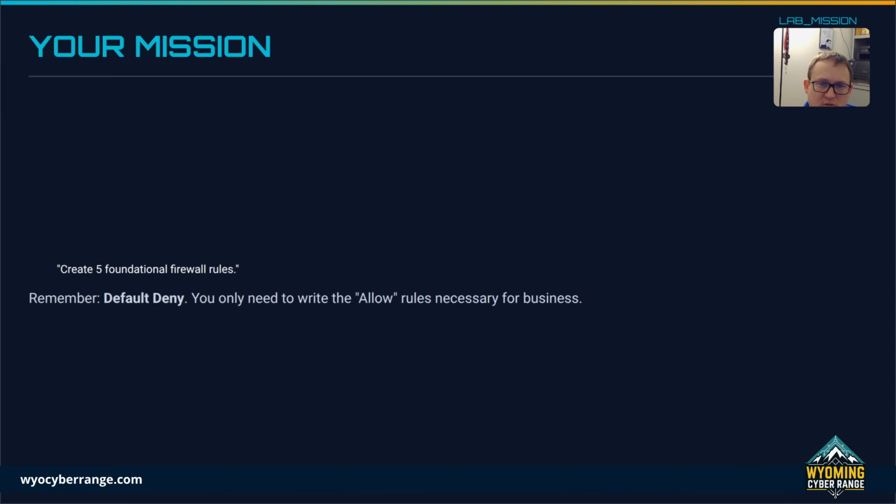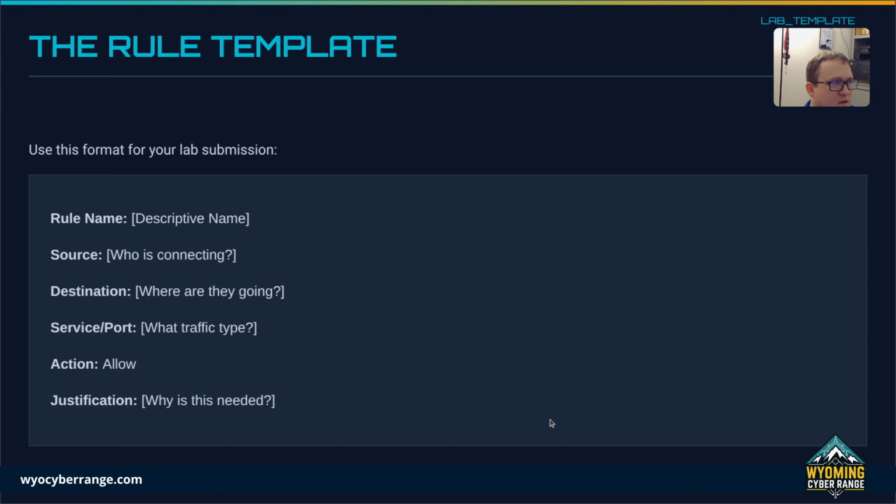So, pretty much easy here. Here's our template. Here we go. Please use the template for your submission. I want you to be precise. Give me the rule name, the source, the destination, the port, the action, and then most importantly, write a justification. This is like your comment in the firewall, so in 6 months, when you come back to it, you remember what you did.